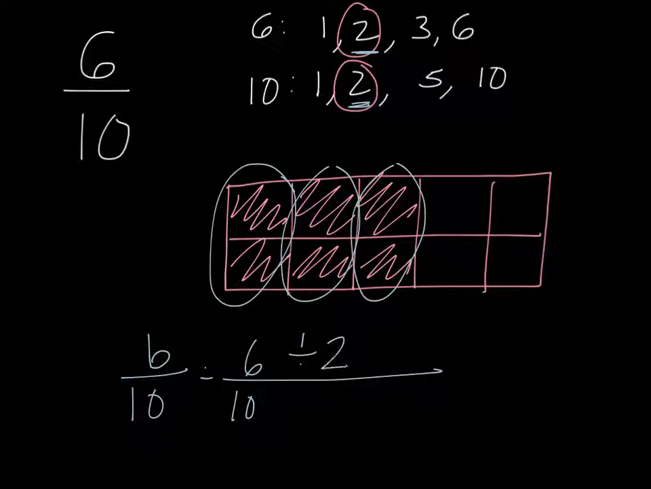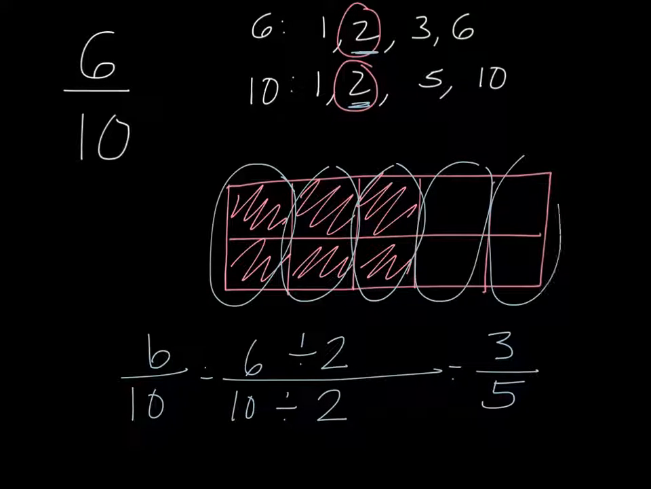I'm dividing the 6 by 2, and I'm dividing the 10 by 2. So dividing across the top, 6 divided by 2 is 3, 10 divided by 2 is 5. And again, looking at my area model, if I continued to make groups of 2, I would have 5 groups of 2, and 3 of those groups would be shaded. So I can prove that 6/10 is equal to 3/5.